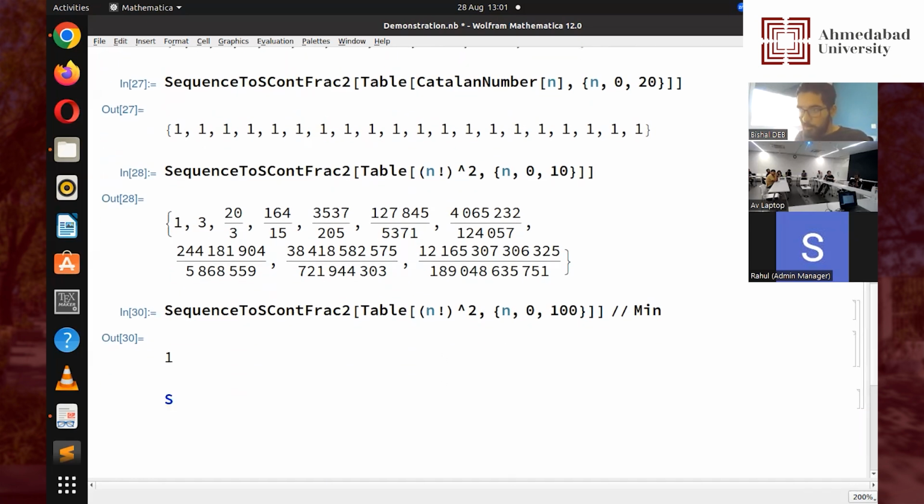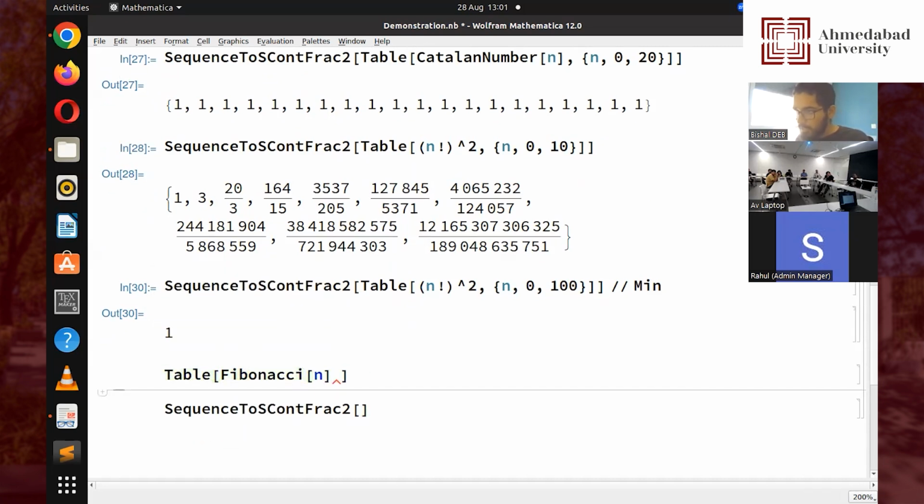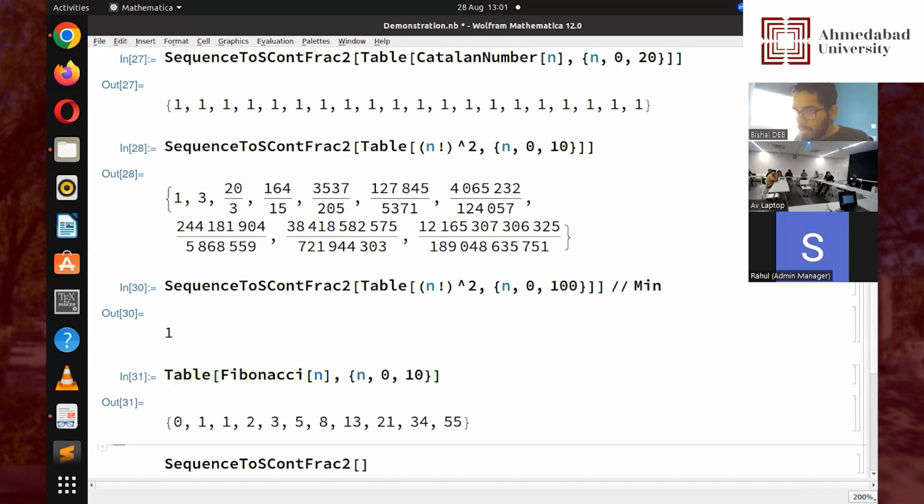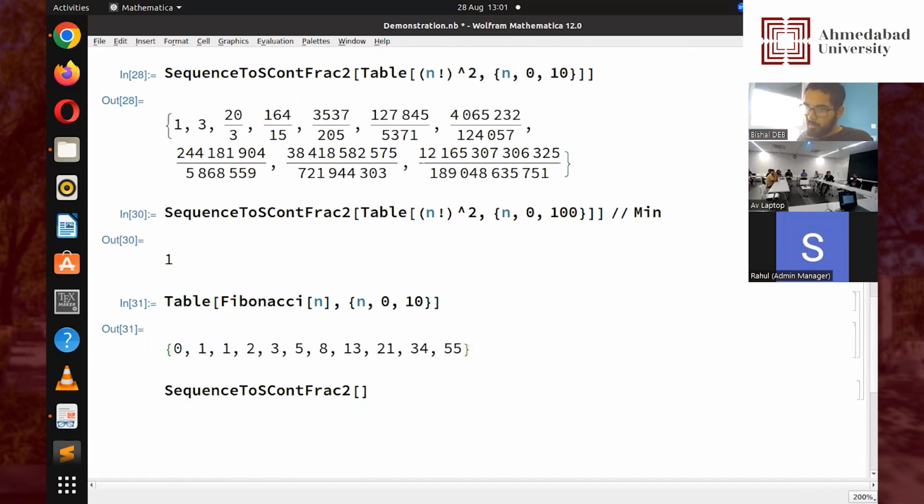Let's also do Fibonacci numbers. That's another. So let me first do the table. Fibonacci n. So let me print, going from 0 to 10. So here are the 10 Fibonacci numbers. However, this will not work. I need to start, because the first term here is 0. We want a non-zero start.